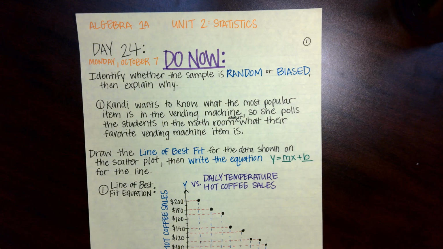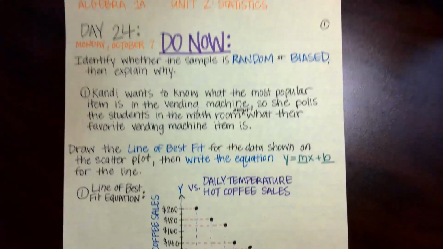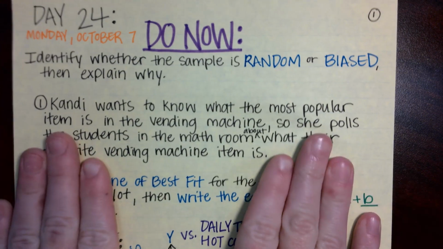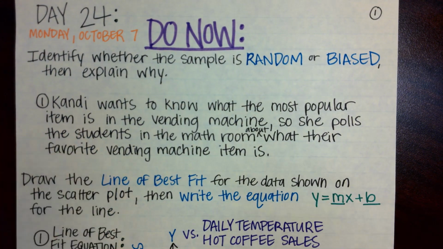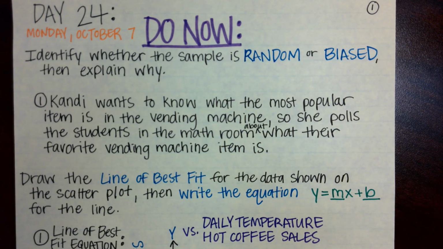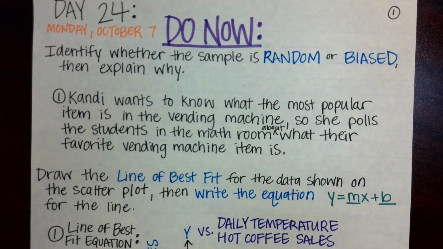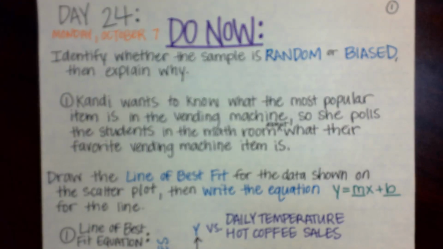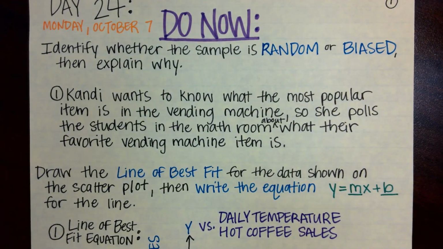Day 24. Our do now is going to start with having you identify whether this sample that I described is random or biased, and then I want you to explain why. So can somebody read that situation to me and give me an explanation of if you think it's random or biased?